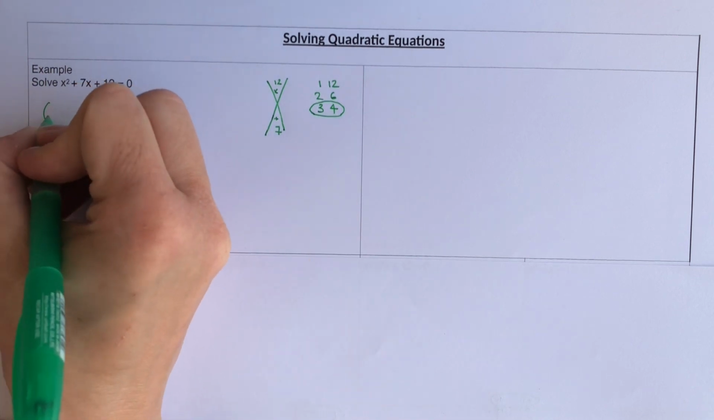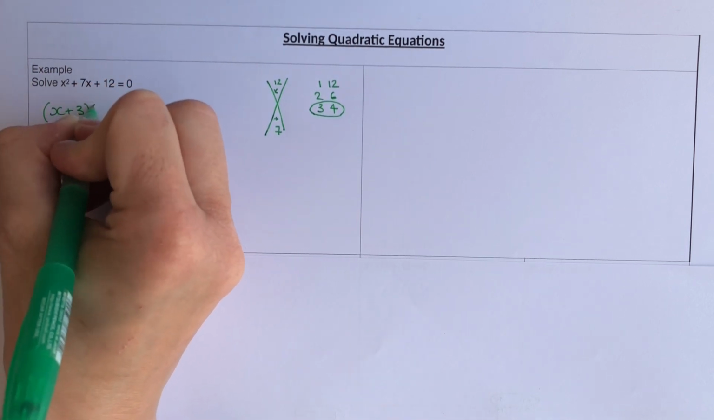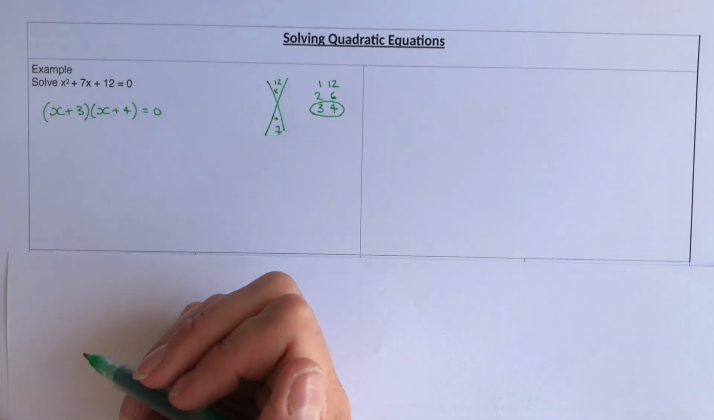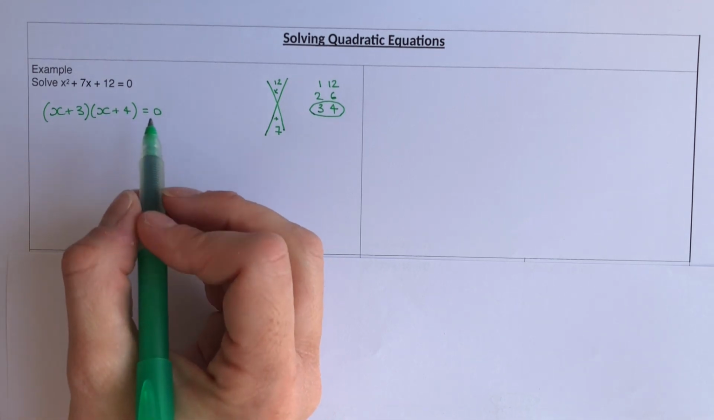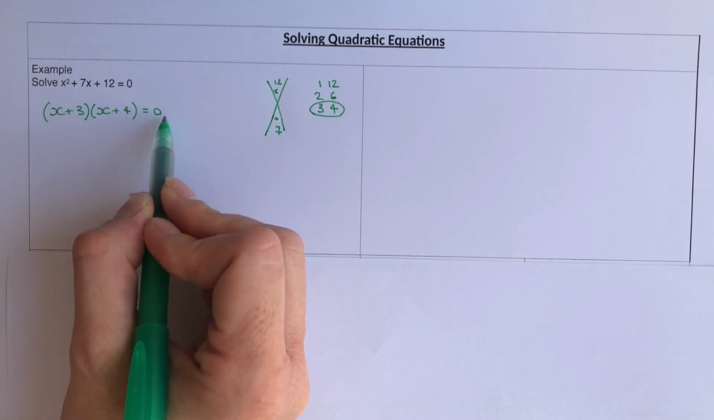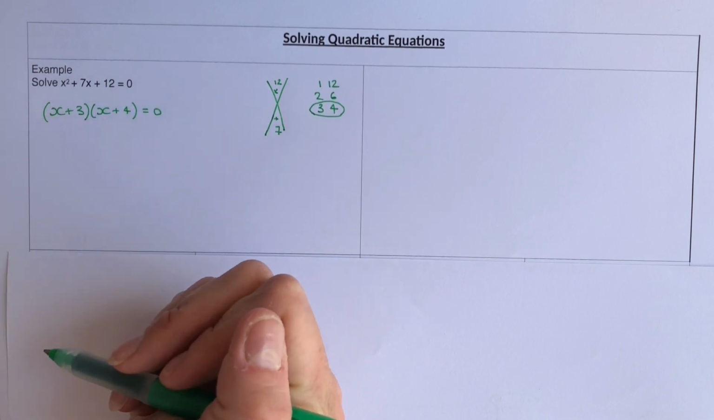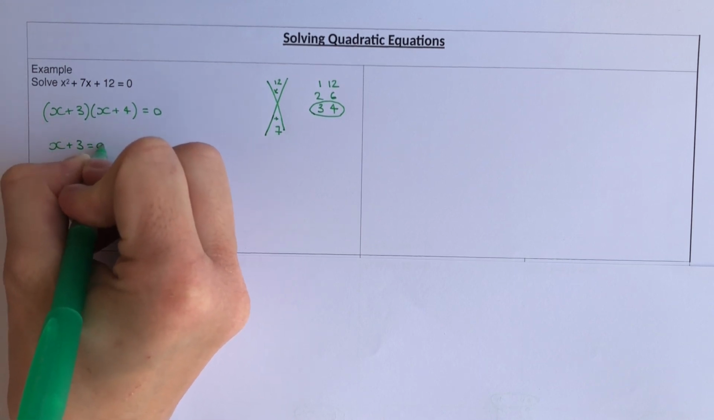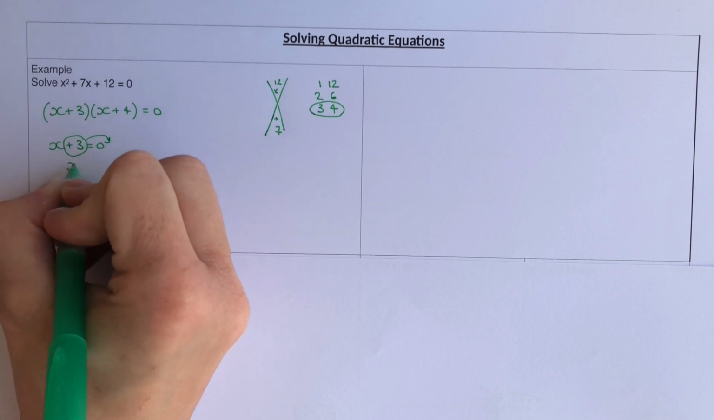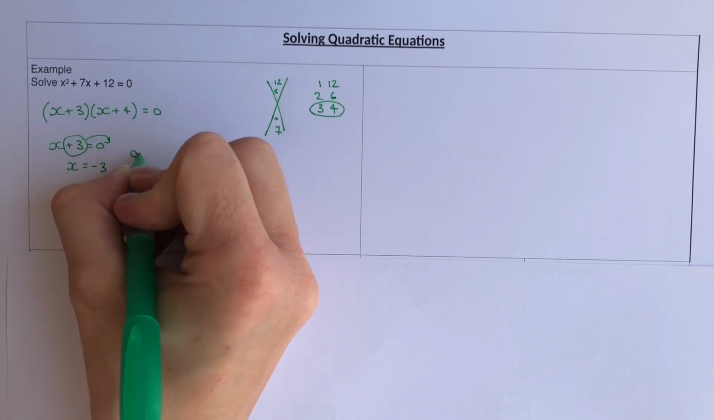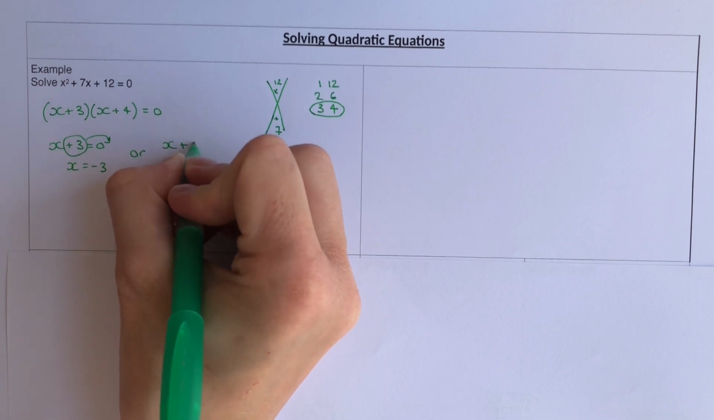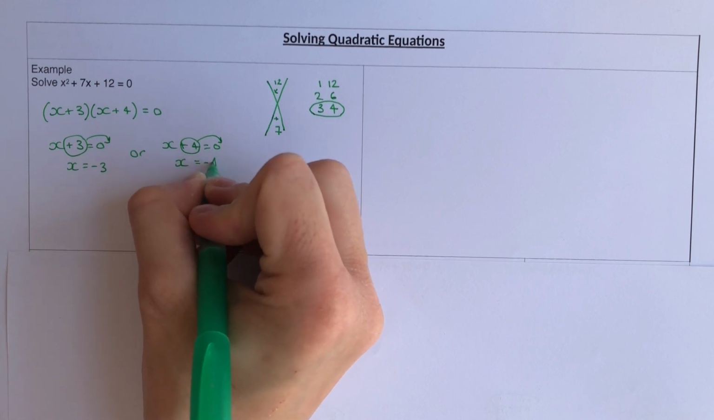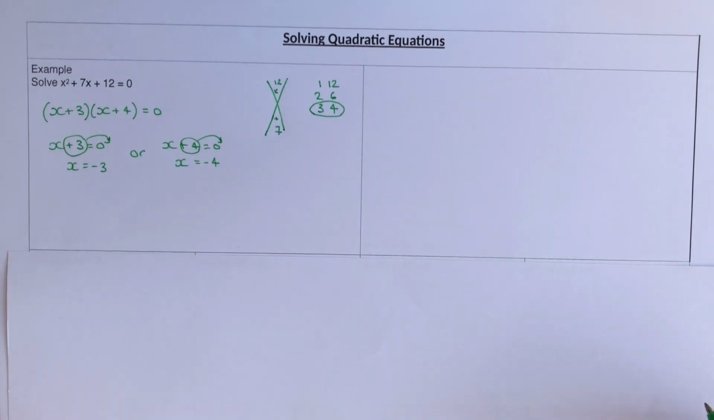3 and 4. So I pop 1 in one bracket and 1 in the other. And of course you write equals 0 because that is the question. Now in order to solve this, we need to make this equal to 0. So if we make each bracket equal to 0, we have our solution. So x add 3 equal to 0, solve it, means that x would be minus 3, or this one could be 0, and that means x could be minus 4. And that is how you solve a quadratic.